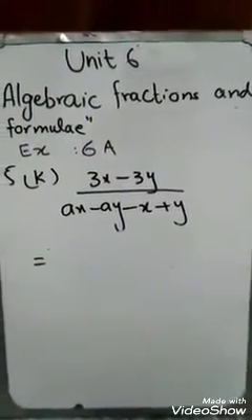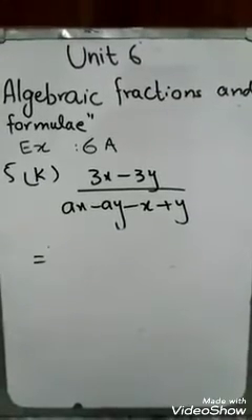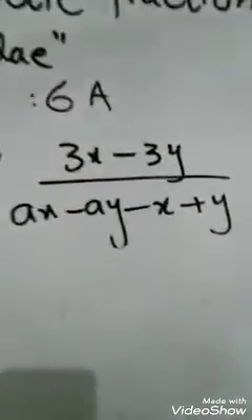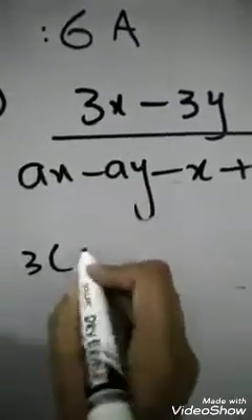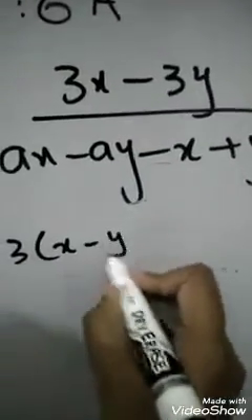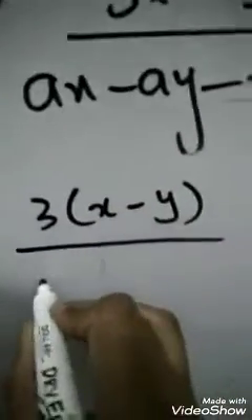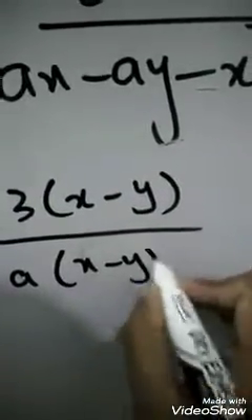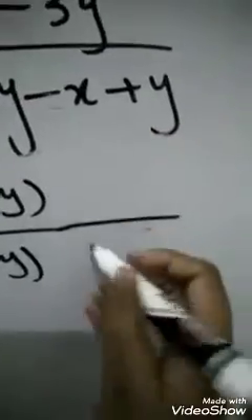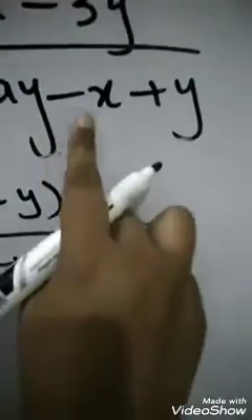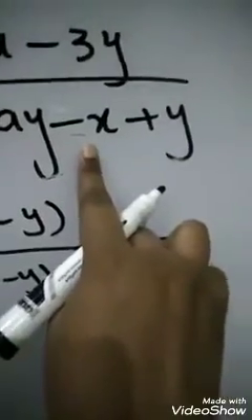Okay students, now we will solve question number 5K part. It will be done by factorization. First of all, we will take common 3 from the numerator, x minus y, and in the denominator, from the first pair we will take common a, x minus y, and in the second pair we will take common minus 1. After taking minus 1 common, that x would be positive and that y will be negative.